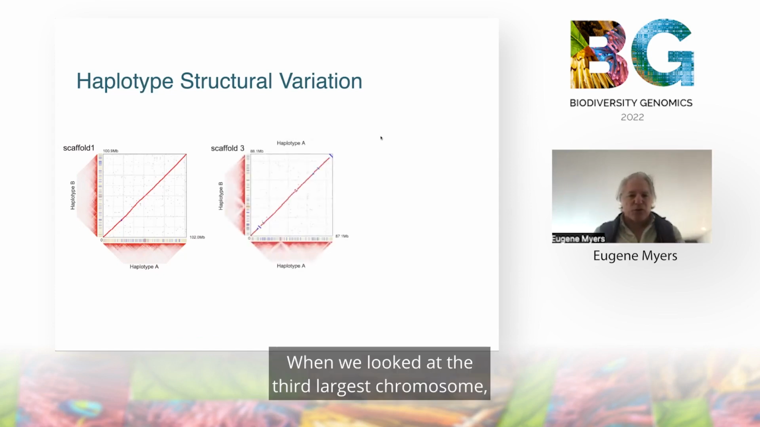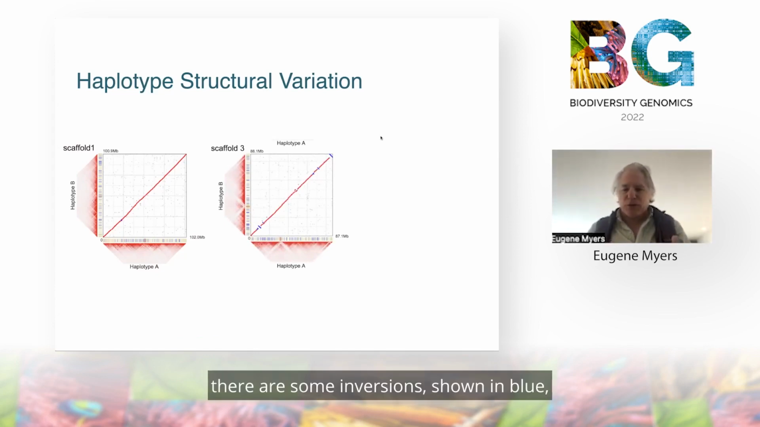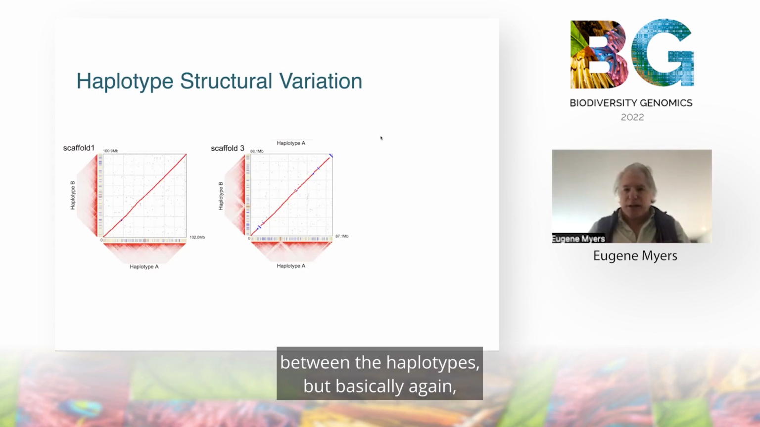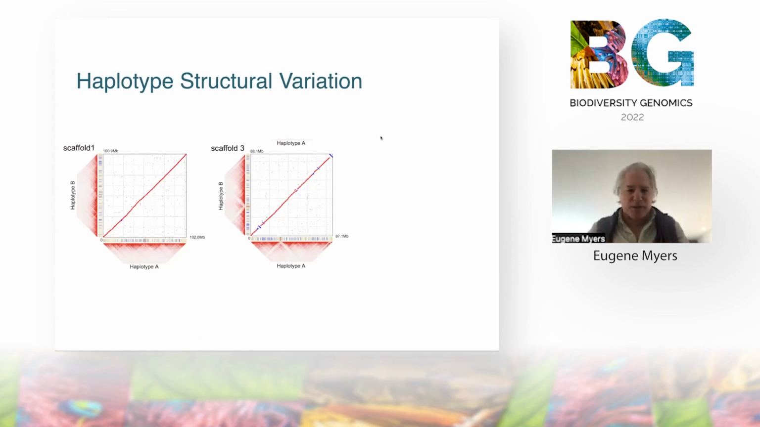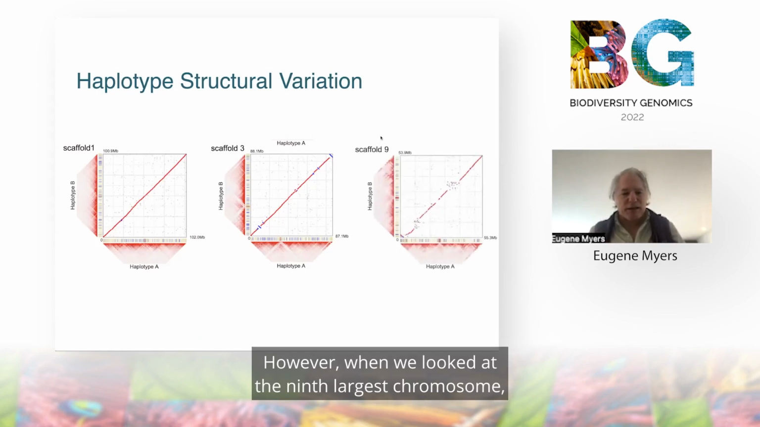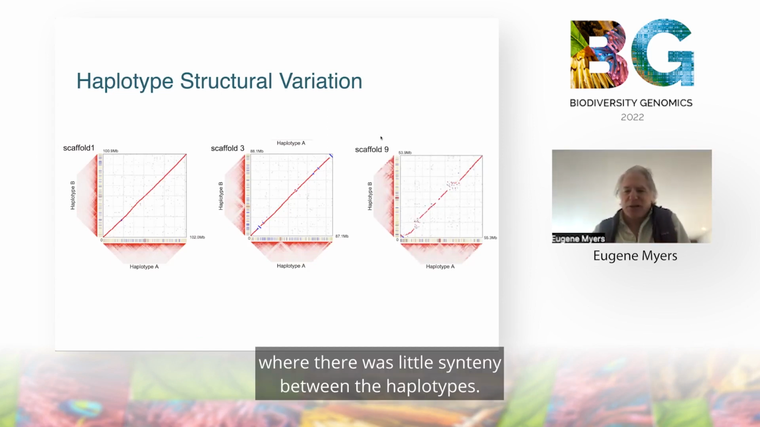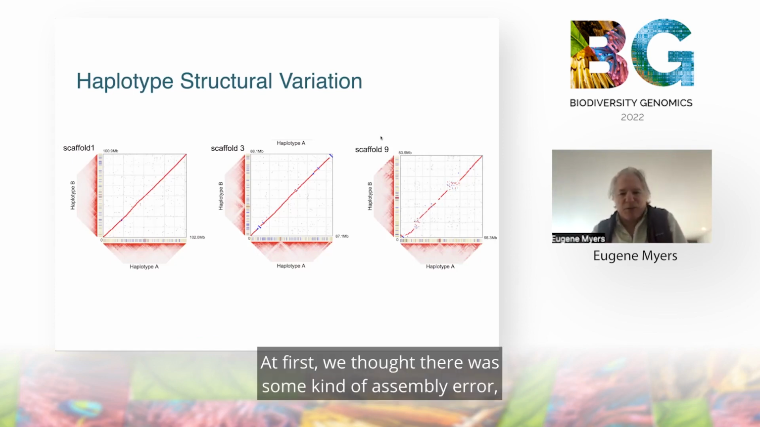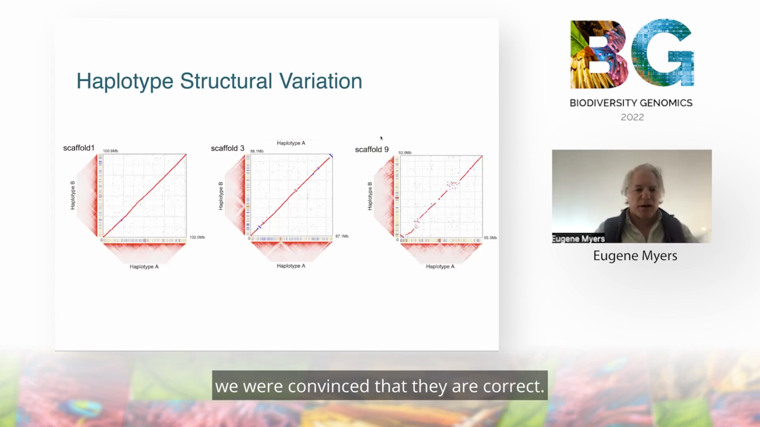When we looked at the third largest chromosome, shown in the middle, there are some inversions, shown in blue, between the haplotypes, but basically, again, the two haplotype chromosomes are syntenic. However, when we looked at the ninth largest chromosome, there were three large megabase pair regions where there was little synteny between the haplotypes. At first, we thought there was some kind of assembly error, but after thoroughly vetting the assembly in these regions, we were convinced that they are correct.